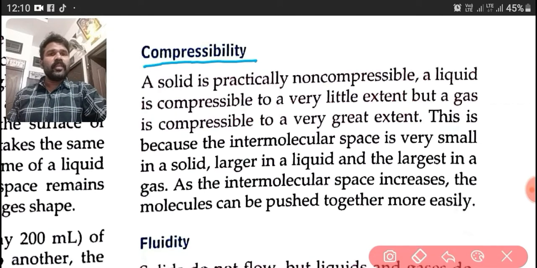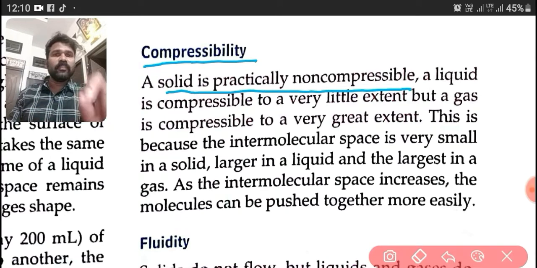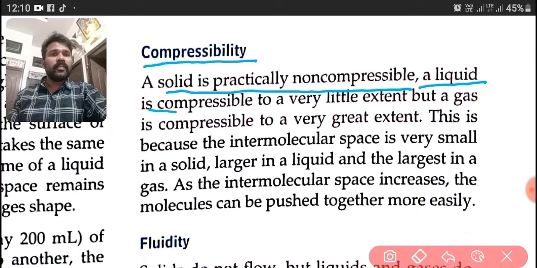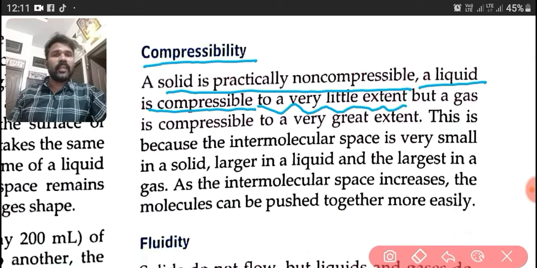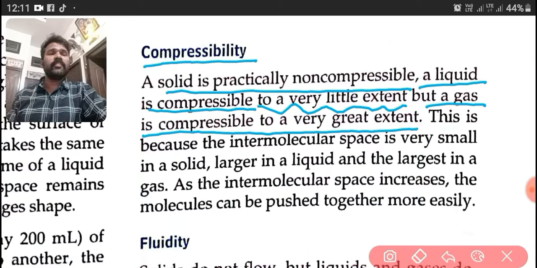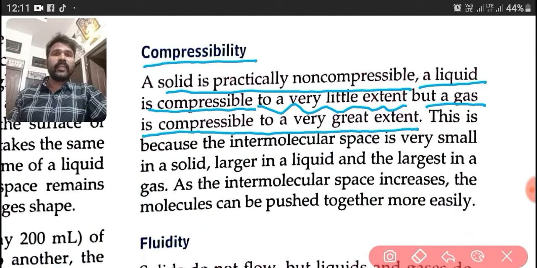You see, a solid is practically non-compressible. But a liquid is compressible to a very little extent. But a gas is compressible to a very great extent.